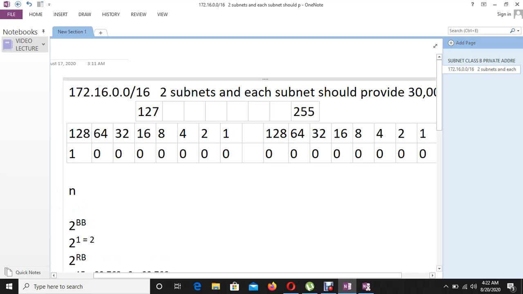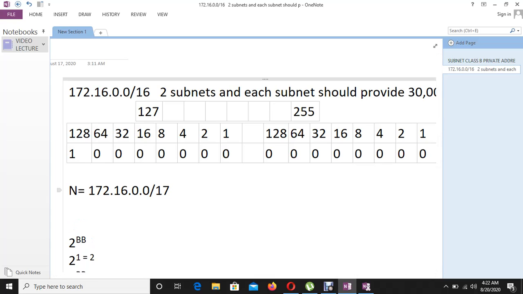Our network address, sorry, I put this, is 172.16.0.0 prefix 17 now, because we have the default CIDR of 16 and we have borrowed 1 bit, so we have to add 1 to 16 to give us 17. That is now our classless CIDR. And we now look for our broadcast address.